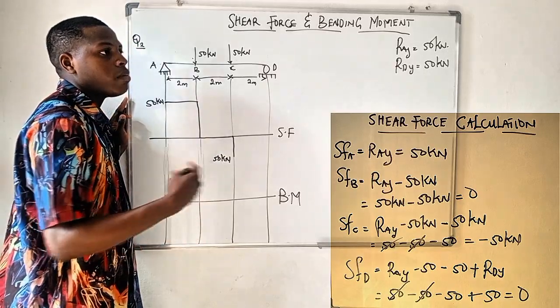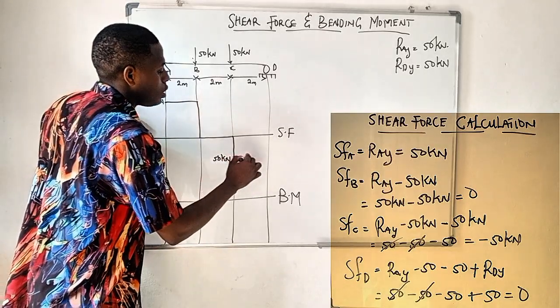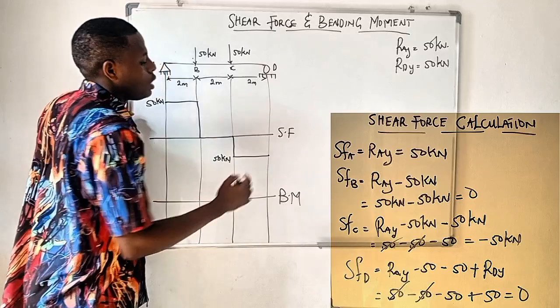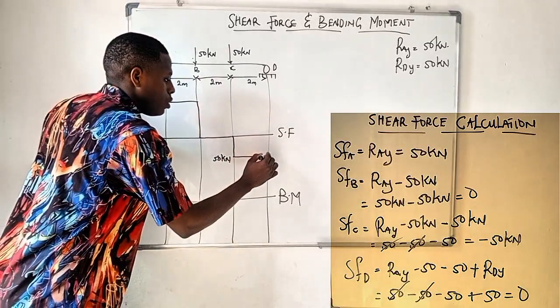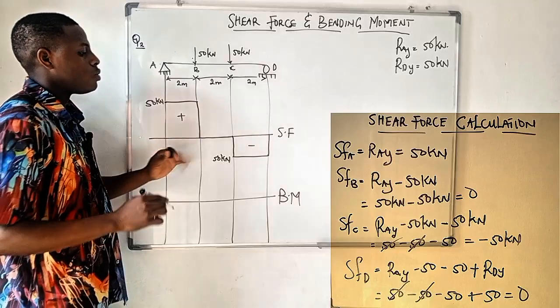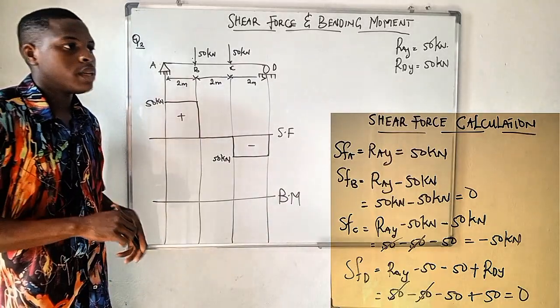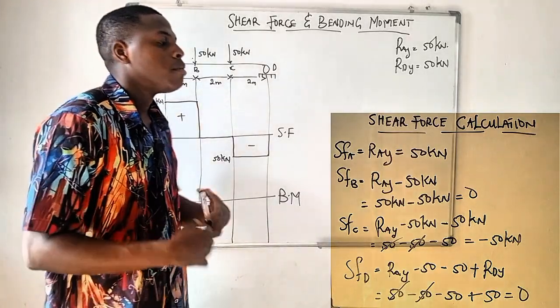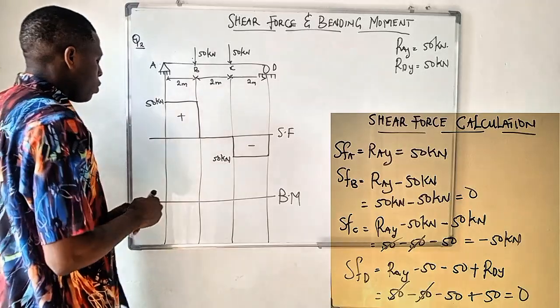And the last one was back to 0. So this is your point D. Your point D is back to 0. You are taking it up to 0. So this is how you draw your shear force diagram.